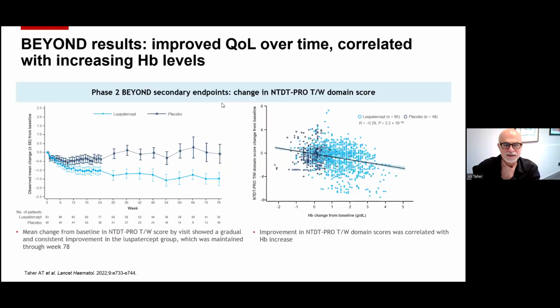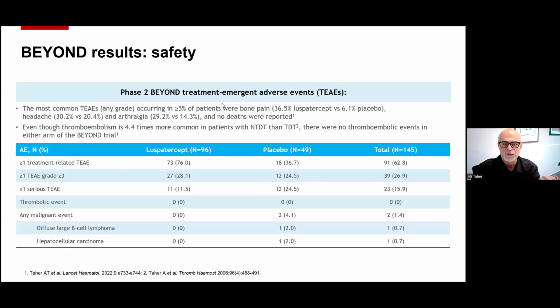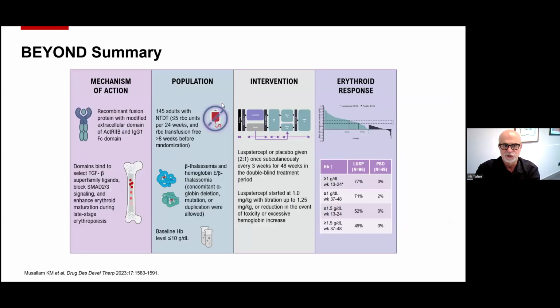Those patients that improved their hemoglobin had a better patient-reported outcome, specifically for tiredness and weakness. So the secondary outcome was better in those patients who improved their hemoglobin. The safety was there. We thought that these patients might have more thrombosis, but no thrombotic events occurred, and no malignancy occurred. These are two points that we looked at carefully.